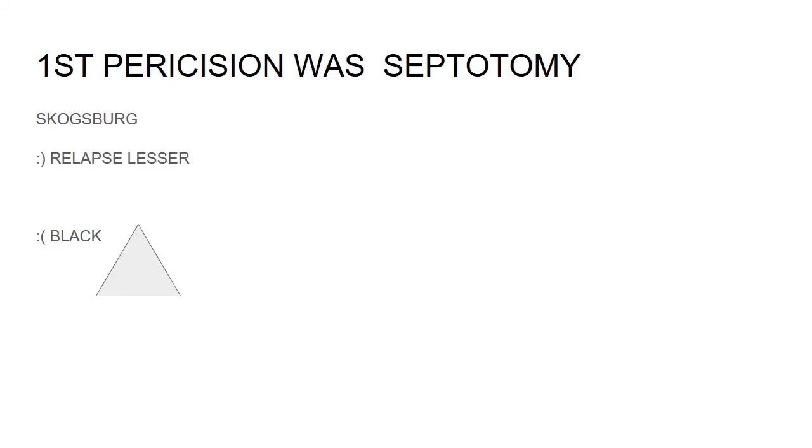So the first CSF procedure is not the one that we are studying right now. There were CSF procedures or attempted CSF-like procedures even before. The first ever pericision or CSF-like procedure was called septotomy, and it was carried out by Skogsberg. The advantage of this procedure was that rotational relapse was lesser. The disadvantage was that the procedure was quite aggressive and invasive.